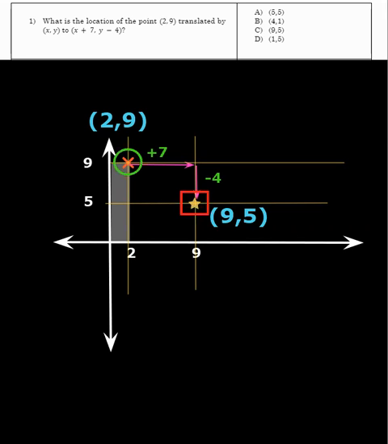Here I added the green circle, like a start operation, and the red square for stop, to show you that the correct answer was C, (9, 5) for this translation.